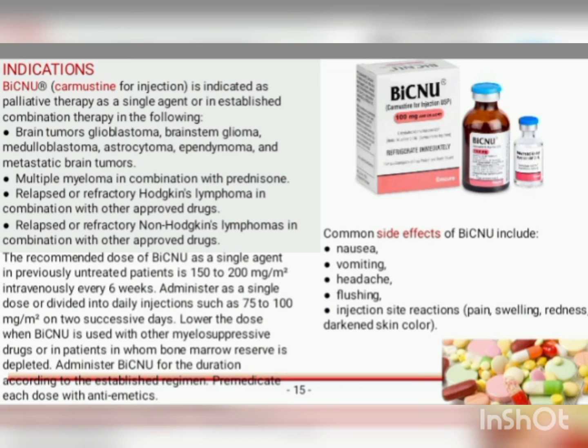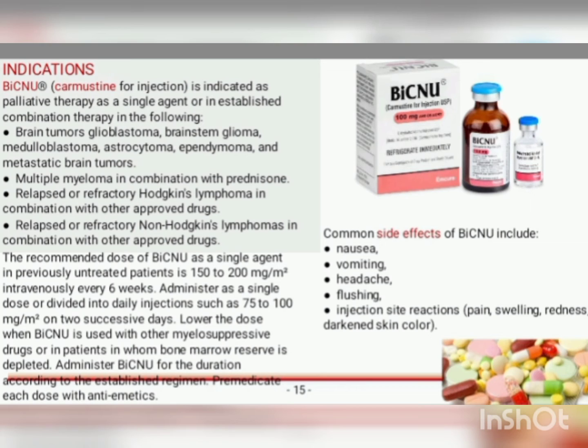Indications: BiCNU, carmustine for injection, is indicated as palliative therapy as a single agent or in established combination therapy in the following: brain tumors, glioblastoma, brainstem glioma, medulloblastoma, astrocytoma, ependymoma, and metastatic brain tumors; multiple myeloma in combination with prednisone; and relapsed or refractory Hodgkin lymphoma in combination with other approved drugs; relapsed or refractory non-Hodgkin lymphomas in combination with other approved drugs.